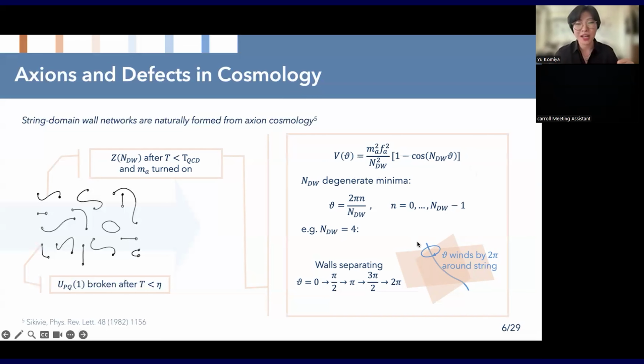And we can see that by looking at a very simple case, which is where domain wall number is perhaps 4. And we see that, of course, theta needs to wind by 2 pi, and these walls separate regions where we have theta being 2 pi over N_DW times some integer n. And of course, 0 and 2 pi are the same region that are degenerate. So we can see this as a very physical picture.